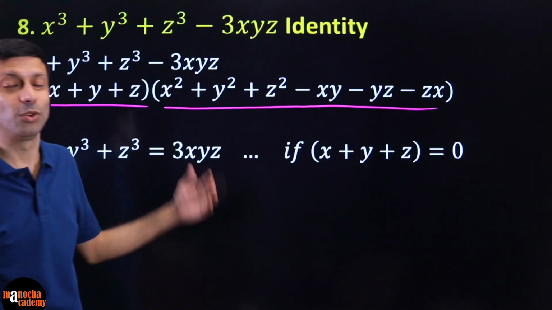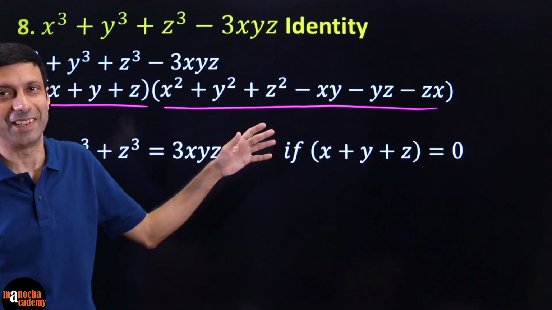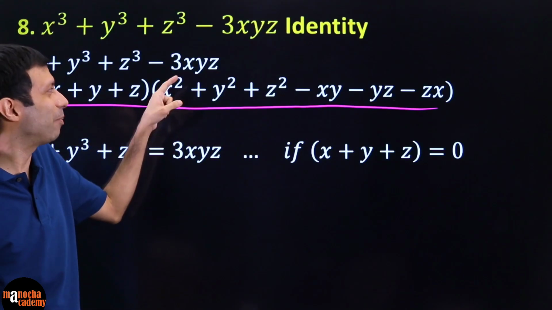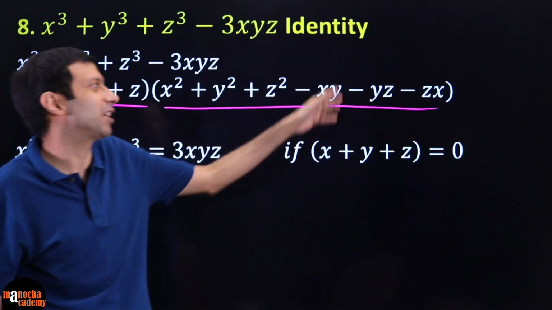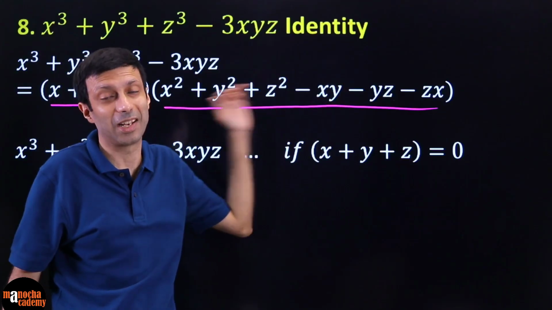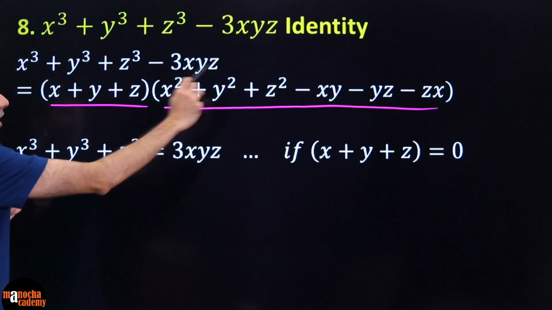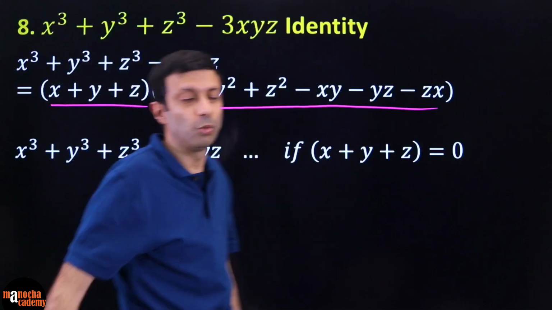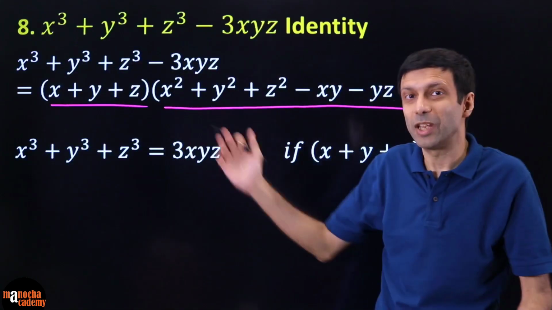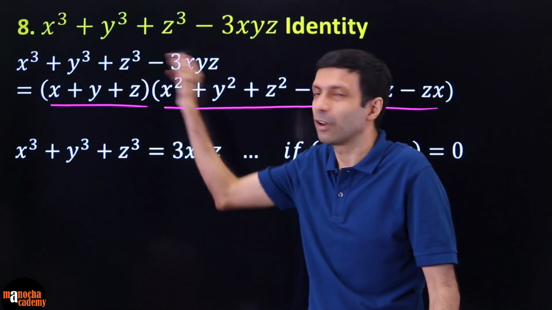Last batch, they called this the anaconda identity. It's so long: x square plus y square plus z square minus xy minus yz minus zx. So it's like an anaconda snake. There you can see this thing has been broken down into these two products. So it is going to be useful in factorization if we see this kind of form.